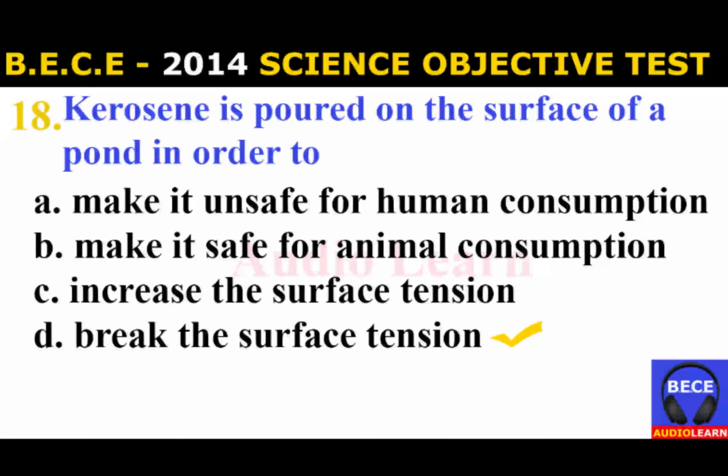Number 18. Kerosene is poured on the surface of a pond in order to A. Make it unsafe for human consumption, B. Make it safe for animal consumption, C. Increase the surface tension, D. Break the surface tension. And the answer is D. Break the surface tension. Kerosene is poured on the surface of a pond in order to break the surface tension.